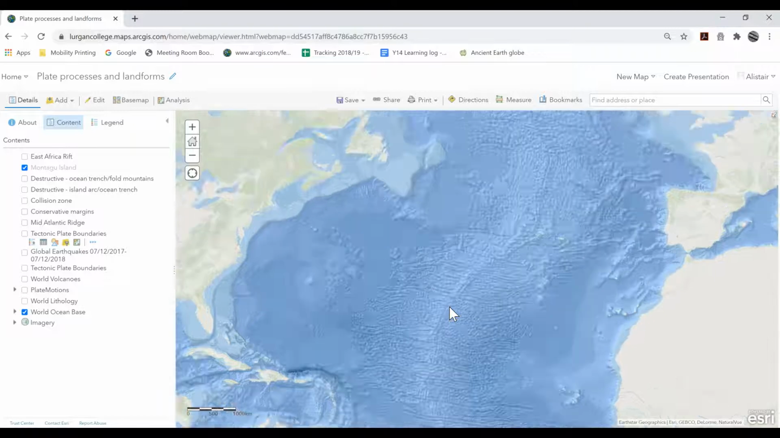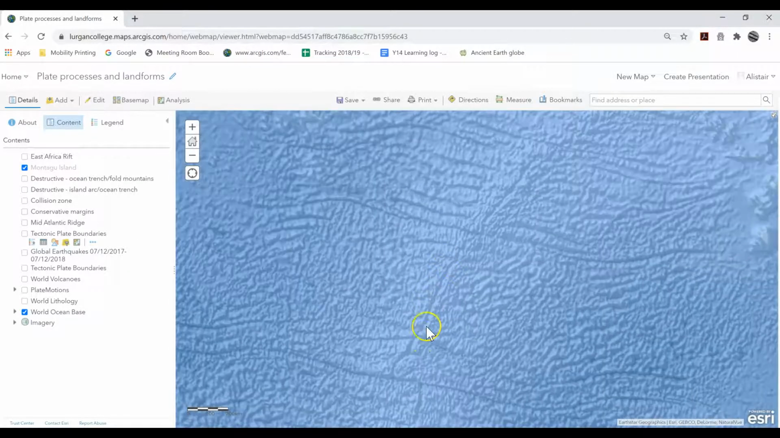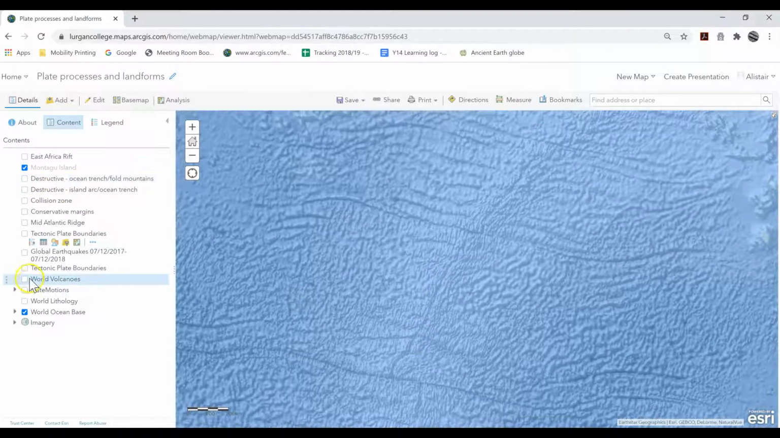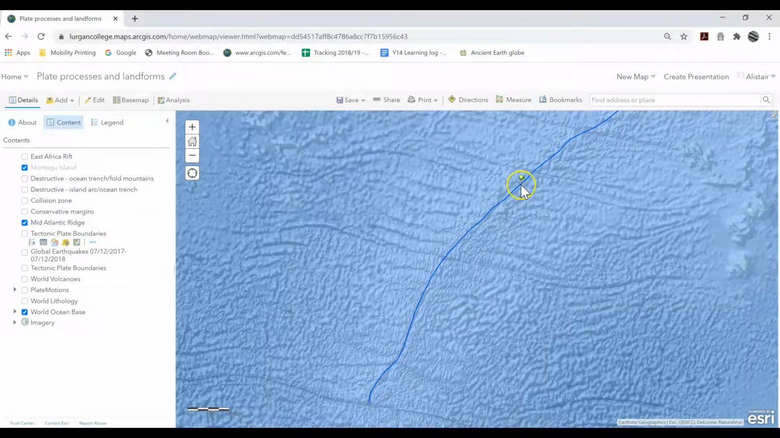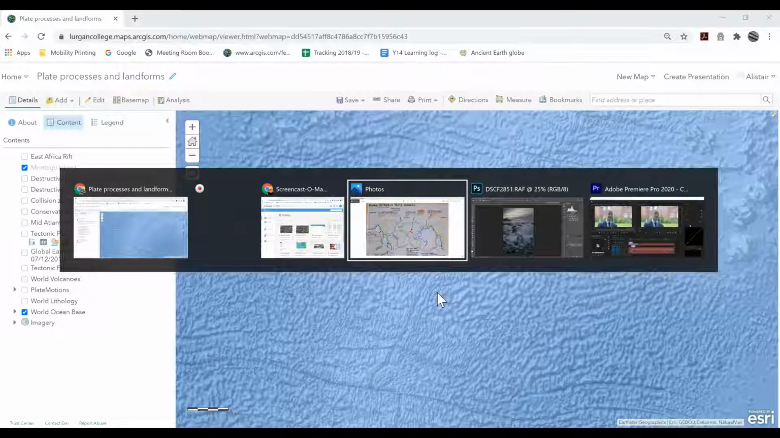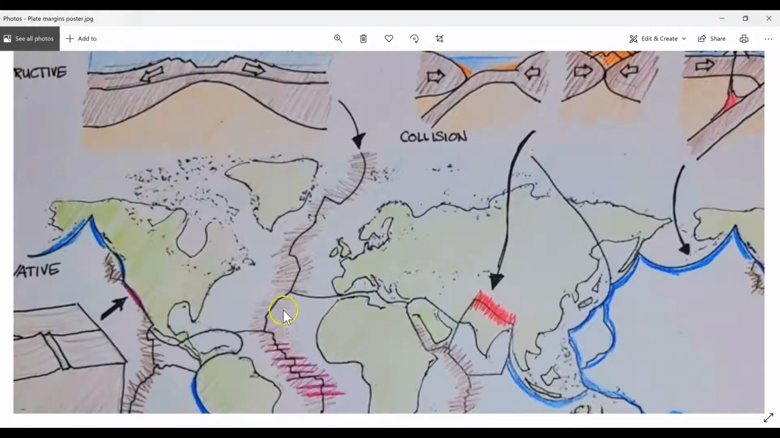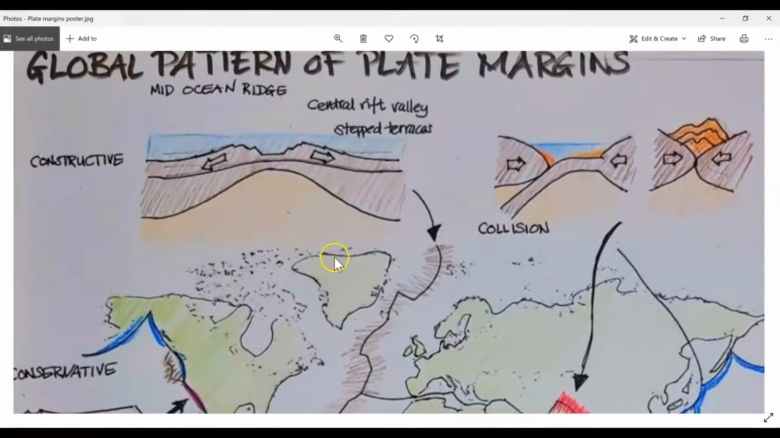But in towards the center of this feature, we have another feature running down the middle of it. Can you see this here? So let me turn this layer on, Mid-Atlantic Ridge, so you can see where it is. And that other feature there running down the middle is an important aspect of this. So let's have a look at our revision poster and we'll zoom into this mid-ocean ridge. Here it is here, and we'll have a wee look at what's happening.